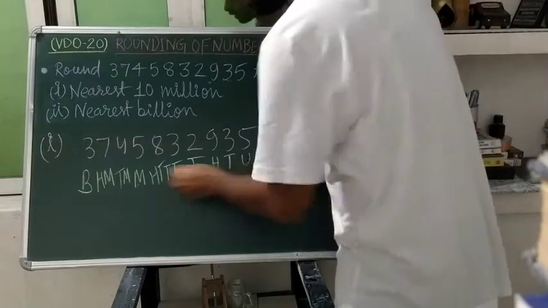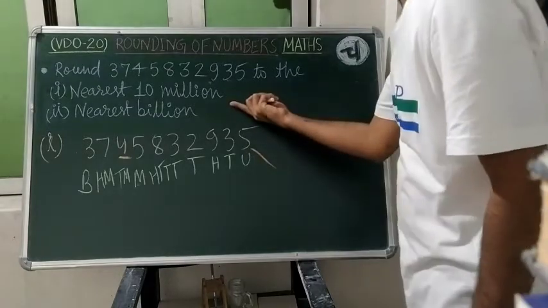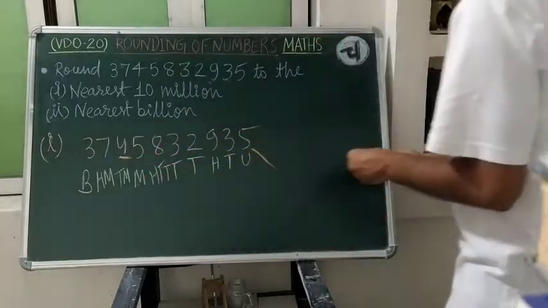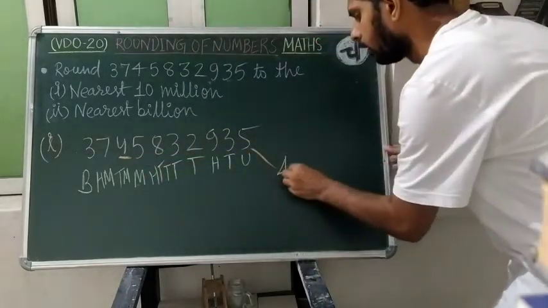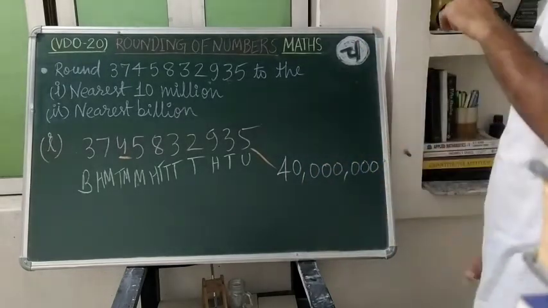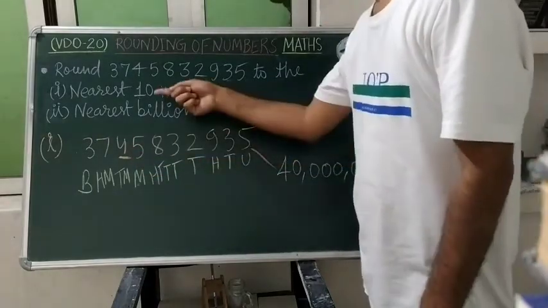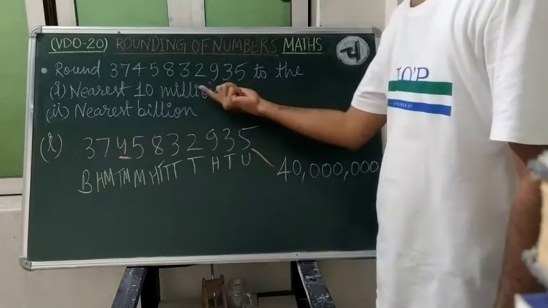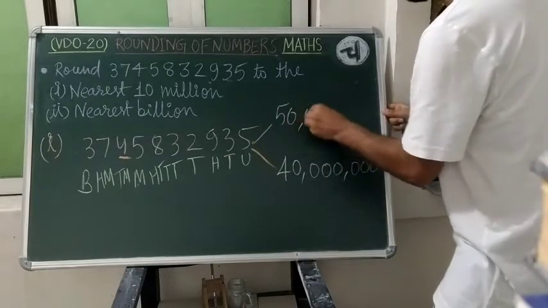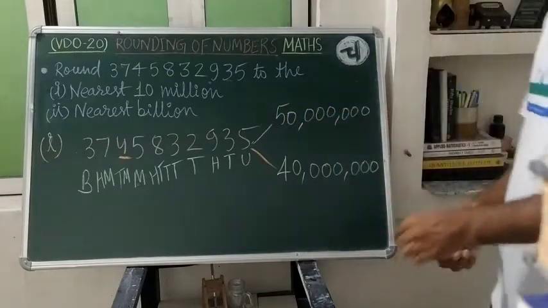So we will select this 4 here and read out the multiple of 10 million 4 times. The multiple of 10 million 4 times will give us 40 million. There will be 7 zeros. And 1 up to the 4 means 5 times the 10 million, that will give us 50 million, and 50 million will be this.